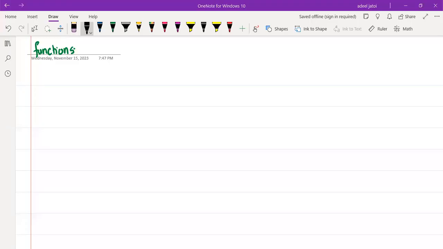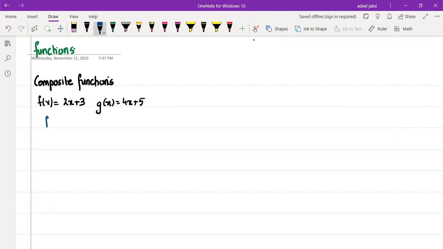In functions, we normally start with composite functions in AS. Now, what are composite functions? Suppose I say f(x) is equal to 2x plus 3 and g(x) is equal to 4x plus 5, and we are told to find f(g(x)).